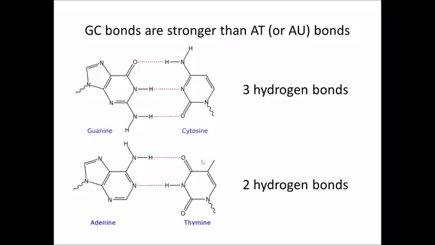And you'll notice that this methyl group does not participate in the hydrogen bonding, which is why when you remove it and you get uracil, it hydrogen bonds the exact same way.